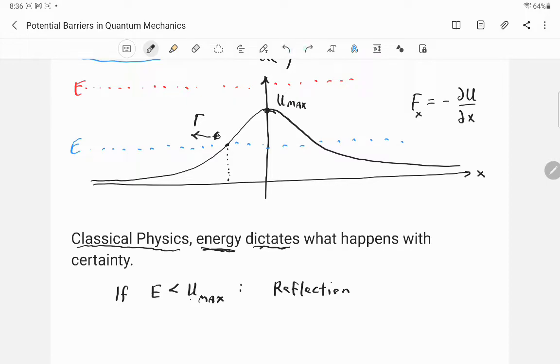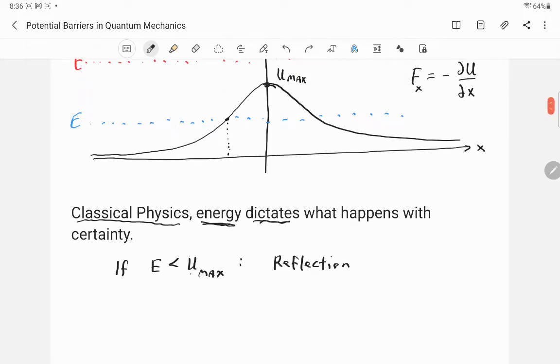But the thing is, it truly dictates, in the sense that we are 100% confident that every particle that comes in with an energy below U max is going to reflect. It will not make it through. And at the same time, we are 100% confident that it's got no chance of getting through. No chance of transmission.